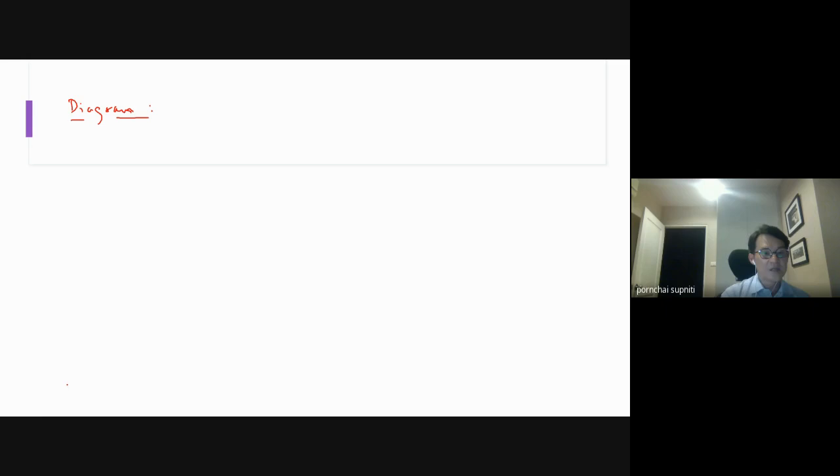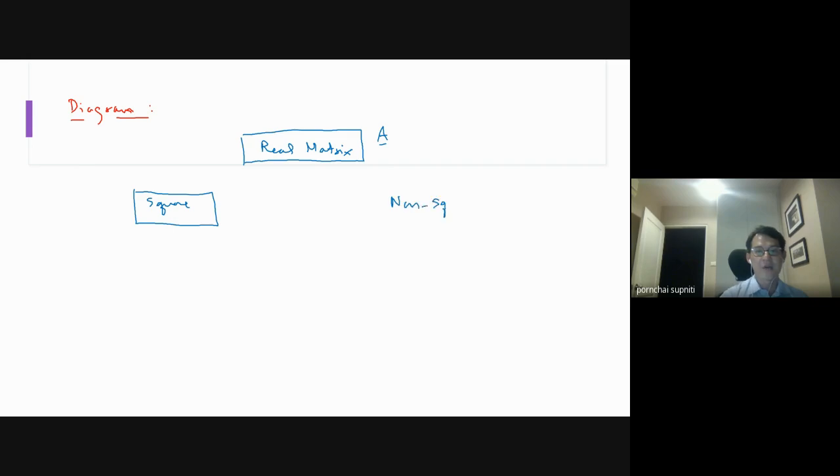So in general, when we have a real matrix, we can divide into two types: a square matrix or a non-square matrix. You can think about this as A. It can be a square matrix, or it can be a non-square matrix.